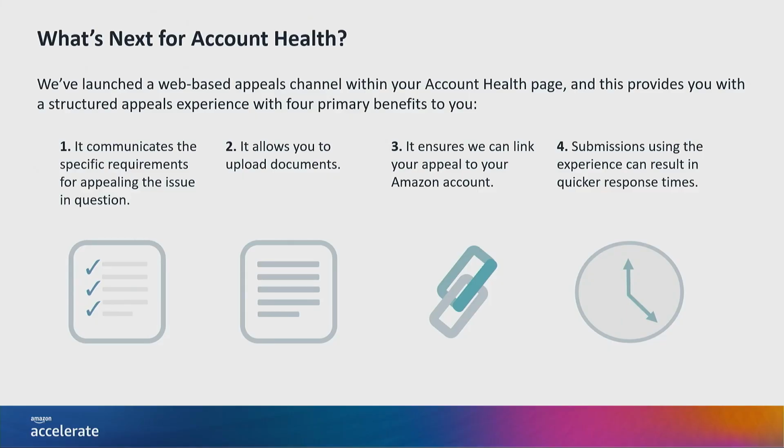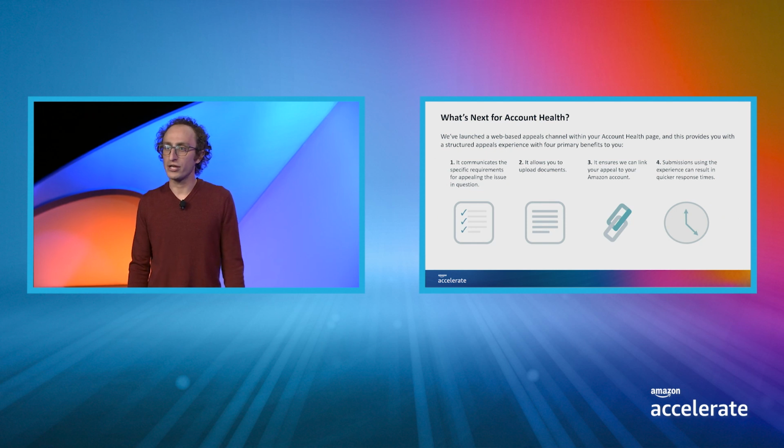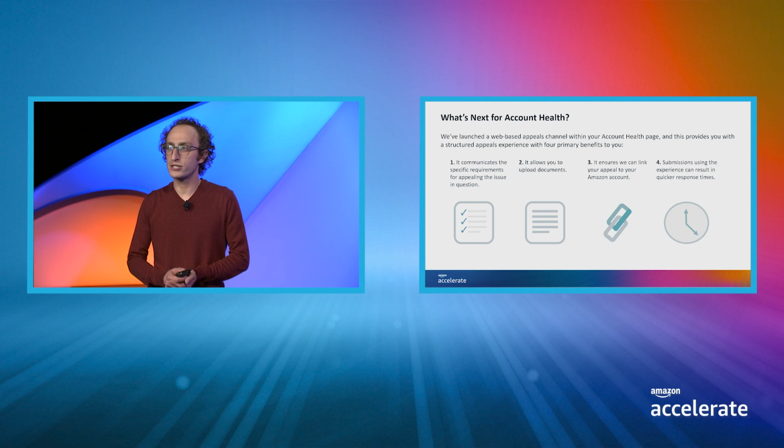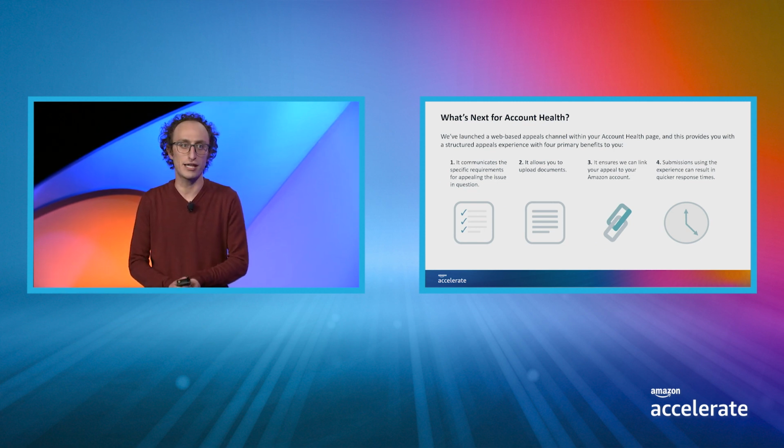Finally, we continue to make improvements to the account health experience, and we're interested in your feedback. The biggest improvement we've made recently is the transition from email-based account health appeals to Seller Central-based account health appeals. You'll notice now, next to every single issue you may see on your account health page, there is a link to appeal. By following that link, you'll be directed to a customized guided workflow that will explain to you the issue that's been found and the steps that we ask you to take to address that issue.